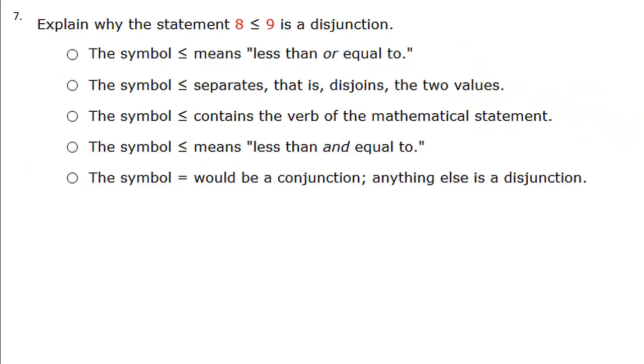Number 7, explain why the statement 8 is less than or equal to 9 is a disjunction. This problem really, as soon as you read it out loud, you've already answered it. That expression is 8 is less than or equal to 9.